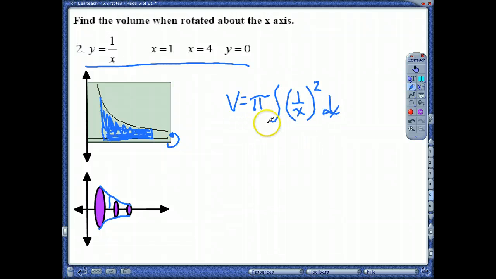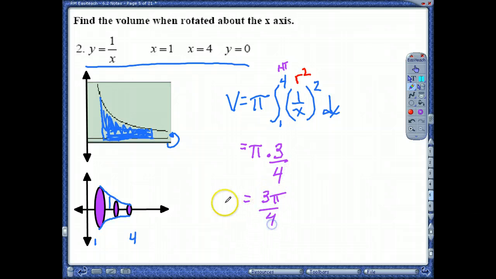And then my height is going from 1 to 4. So just looking at what we have listed here, this is my radius squared. That's pi, of course. And then this guy is my height. So we've got all the pieces there. So when I put it in my calculator, save the pi for later so that you can multiply your answer by pi and get a nice pretty fraction. So when I take the integral from 1 to 4 of 1 over x squared, I get 3/4. So my volume is going to be 3 pi over 4. That's our volume, and it is in cubic units.